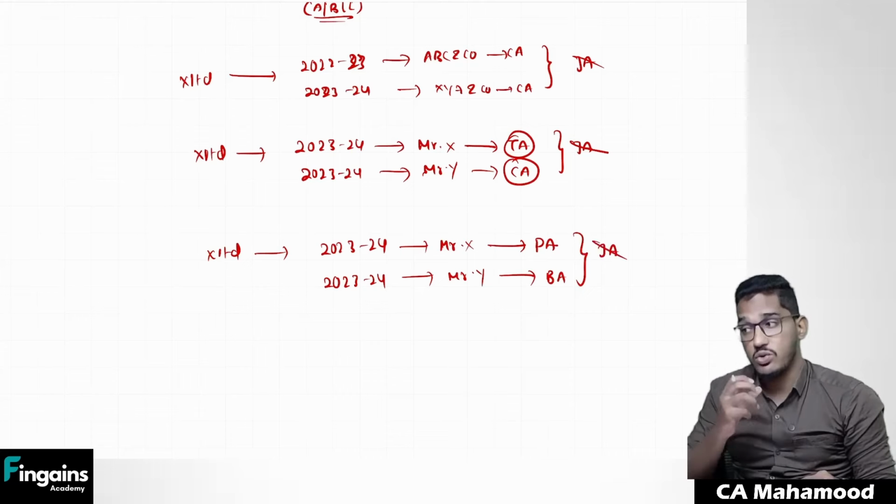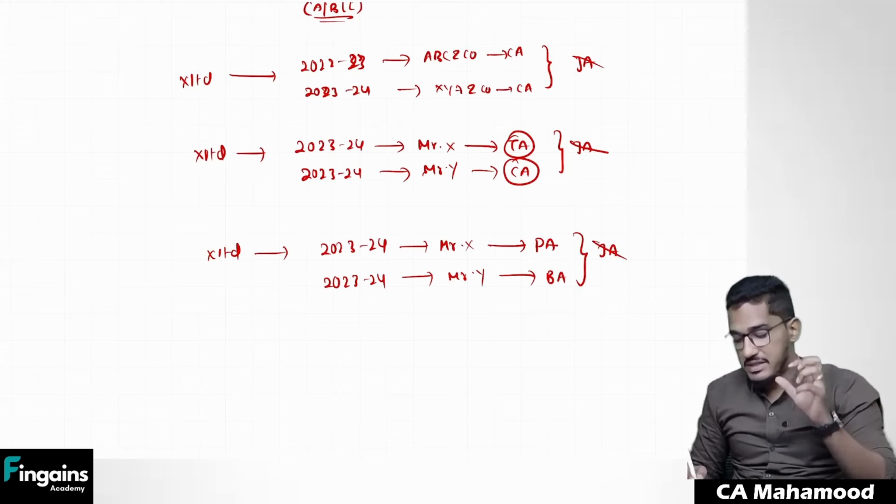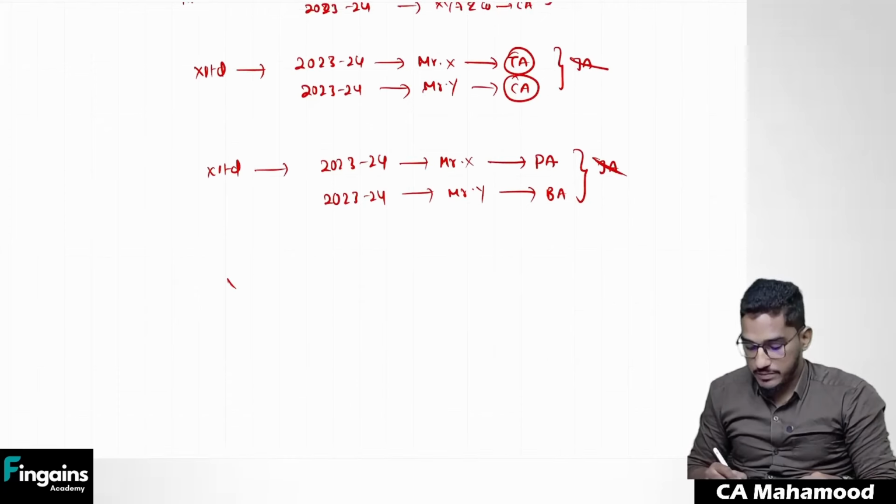Why? Because here also the scope is different. Principal auditor will have scope as entire company. Branch auditor will have a scope of only that specified branch for which he is appointed. So this also can't be called a joint audit assignment.